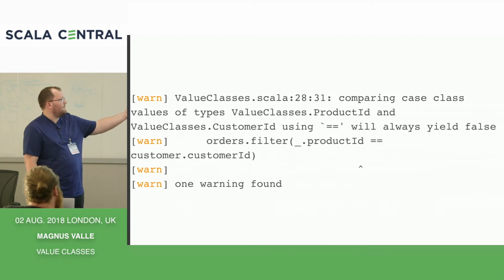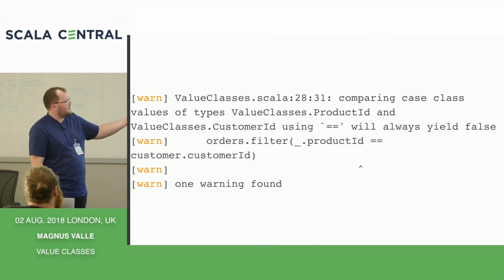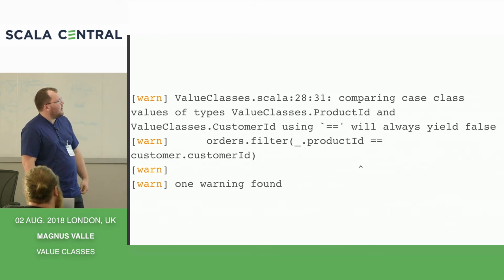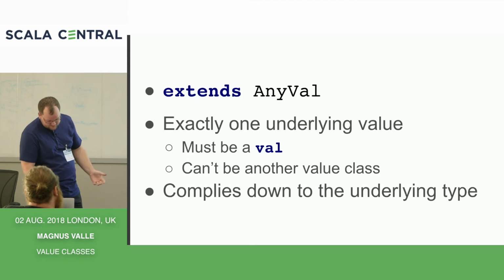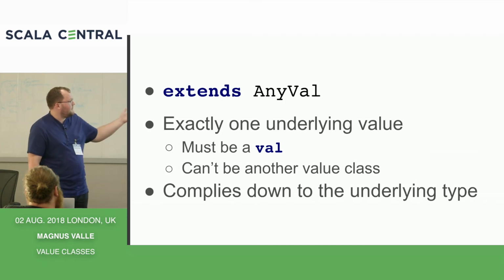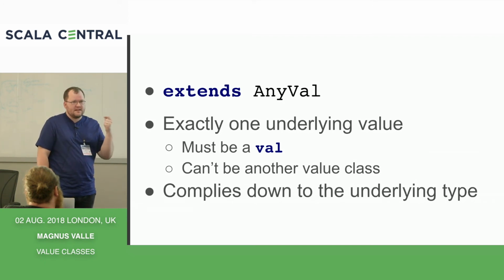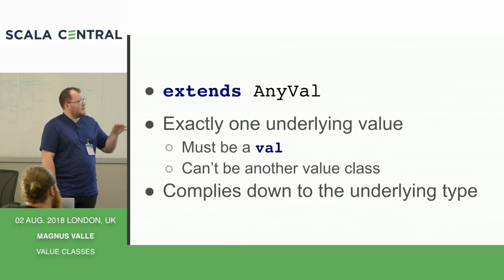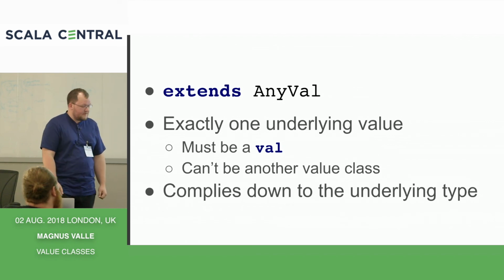This is also why Scalaz and Cats have their own definition of equality, because it avoids operating on Anys, where you can have nonsensical code like this. And that is value classes in a nutshell. A value class has to extend AnyVal, the underlying field of the class has to be a val, and it can't be another value class. It doesn't recurse. It just compiles down to the underlying type, and it compiles down after the type checker has had the chance to check that the actual code is typed correctly, and that's it.